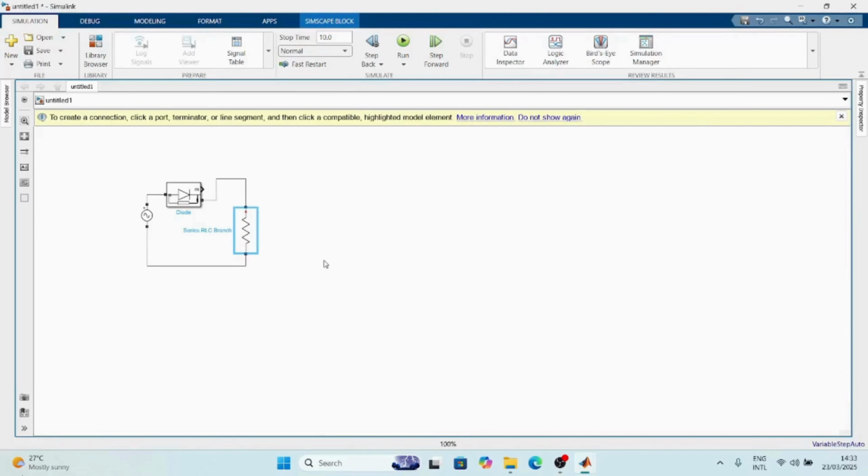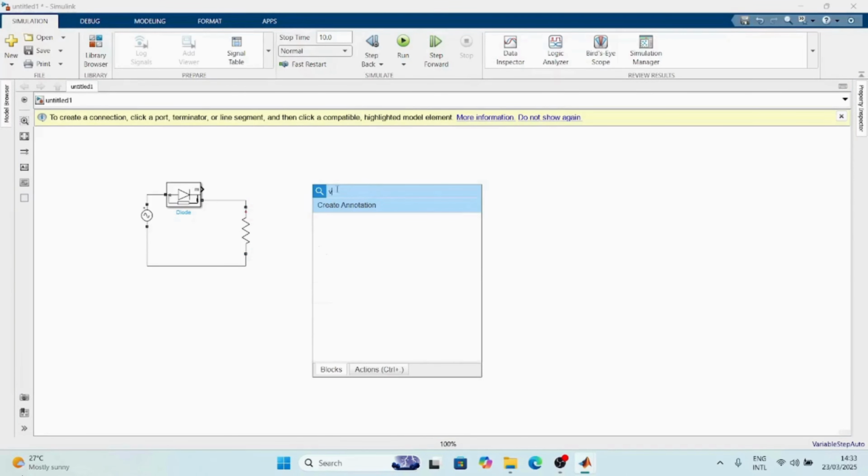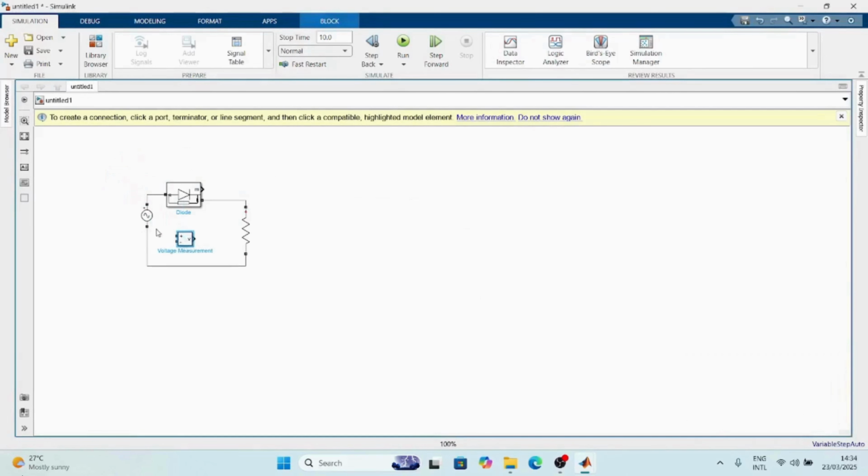Now we're going to put measurement blocks in each block. The first, the input voltage measurement block, allows observation of the input waveform to compare it with the rectifier output. Then the diode voltage block helps us analyze the diode operation by showing the voltage drop across it during conduction and non-conduction phases. Lastly, the output voltage measures the final output voltage across the load to observe the rectification effect.